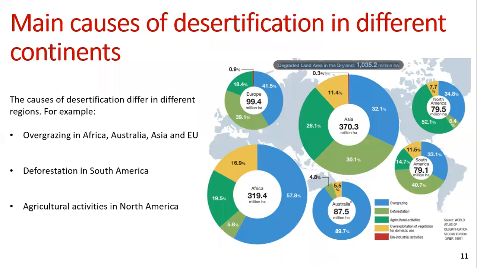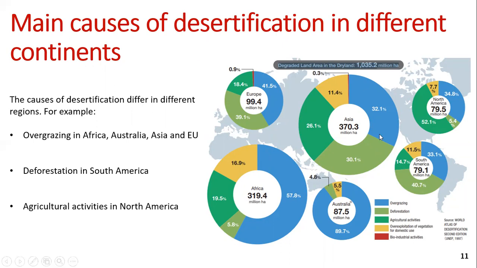interconnected. Now, if we look at the main causes of desertification, we can see that different parts of the world might encounter different causes of desertification. Why is that? Think about it. Now, let's take the example at the beginning.